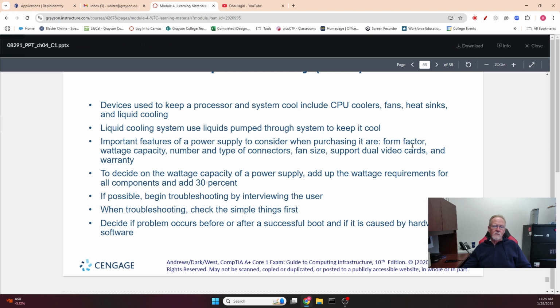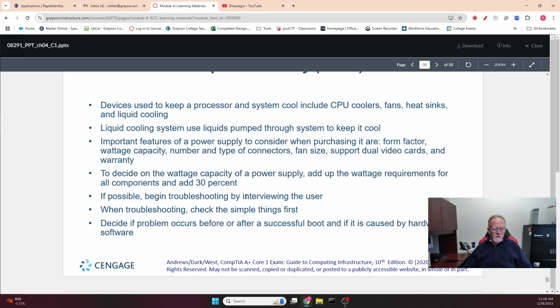Power supplies. Form factor: does it fit the case? Wattage capacity: do you have enough, plus 30%? Do you have the right number and type of power connectors to power all the things in your case? Fan size: does it have a fan and does it work? Does it support dual video cards? Sometimes you're going to need a lot of power plugs for those dual video cards, because I've seen video cards that required 3 separate power plugs in addition to being plugged into the PCIe slot. Decide on the wattage capacity and add 30%, and that's the power supply that you want to buy.